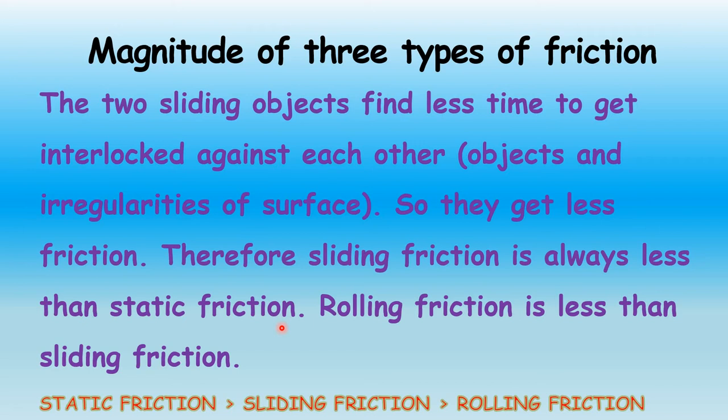Then, of course, when the wheels are connected, the rolling friction is always less than sliding friction. So which is the greatest one? Static friction is greater than sliding friction. Sliding friction is greater than rolling friction. So the magnitude of static friction has the highest value and the magnitude of rolling friction has the lowest value. So this is the order, in descending order from large to small: static friction greater than sliding friction greater than rolling friction.